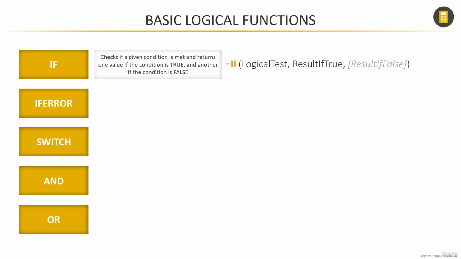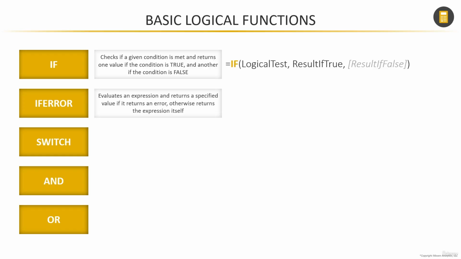Now from there, the second argument of the if statement basically says, if that logical test is true, what value would you like to return? And then the optional third argument allows you to customize the result of that logical test if false. So otherwise, those rows would just show up as blanks.